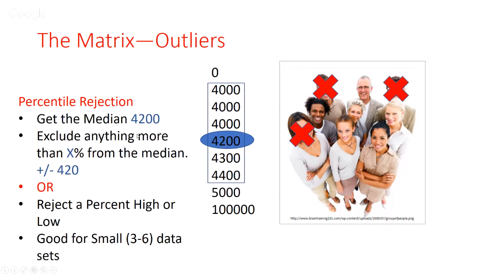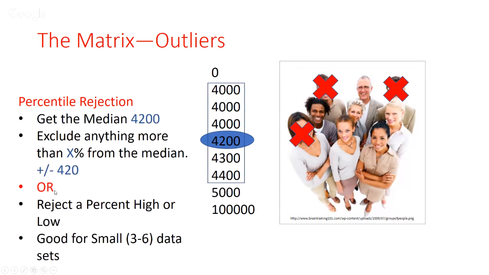The first way is to take the median and exclude anything that's more than, say, 10% from the median. So if the median is 4,200, anything that's less than 4,200 minus 420 or more than 4,200 plus 420 doesn't get included. So you're left with these figures here, and you average them out.